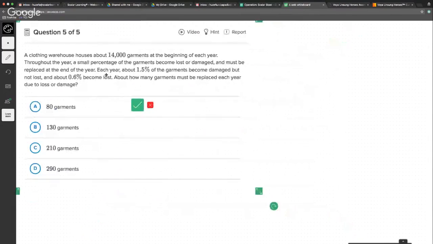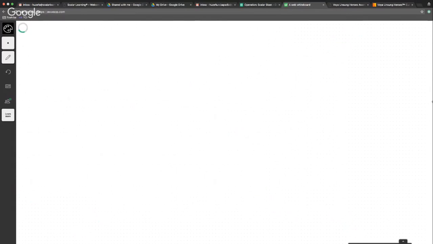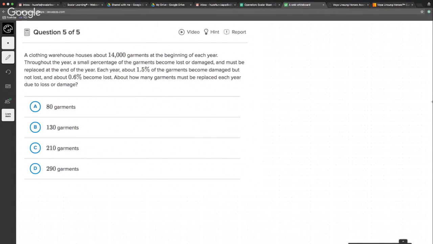All right, last one of the day. We're almost done. A clothing warehouse houses about 14,000. I just hit my funny bone. 14,000 garments at the beginning of the year. Throughout the year, a small percentage of the garments became lost or damaged and must be replaced at the end of each year. Each year, about 1.5% of the garments become damaged, but not lost, and 0.6% become lost. How many garments must be replaced each year due to loss or damage?